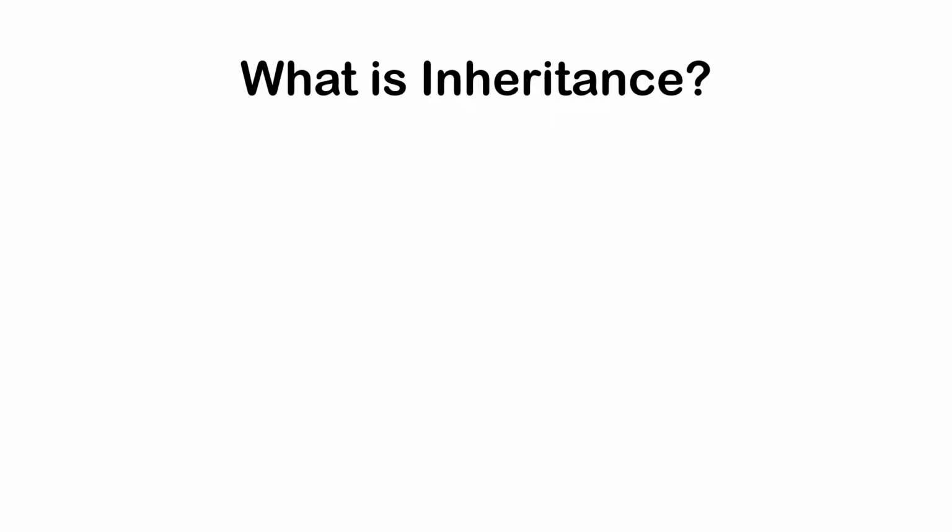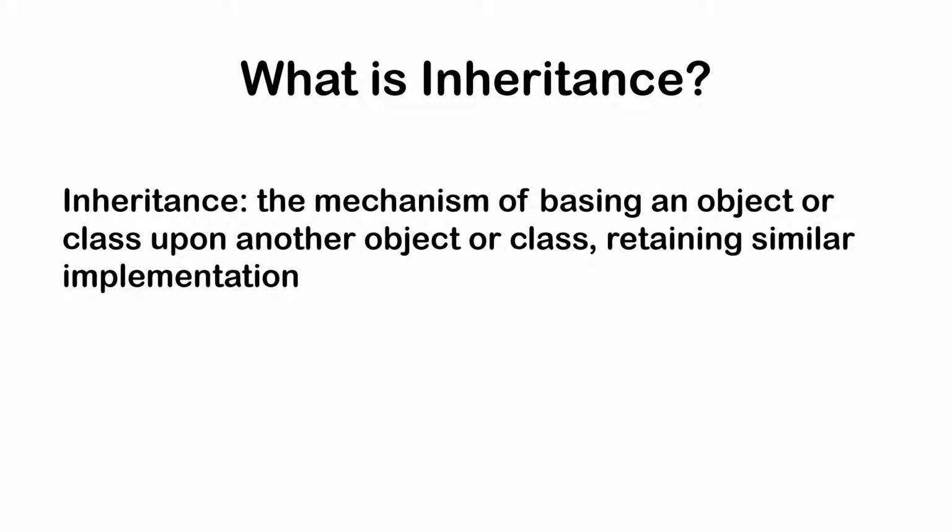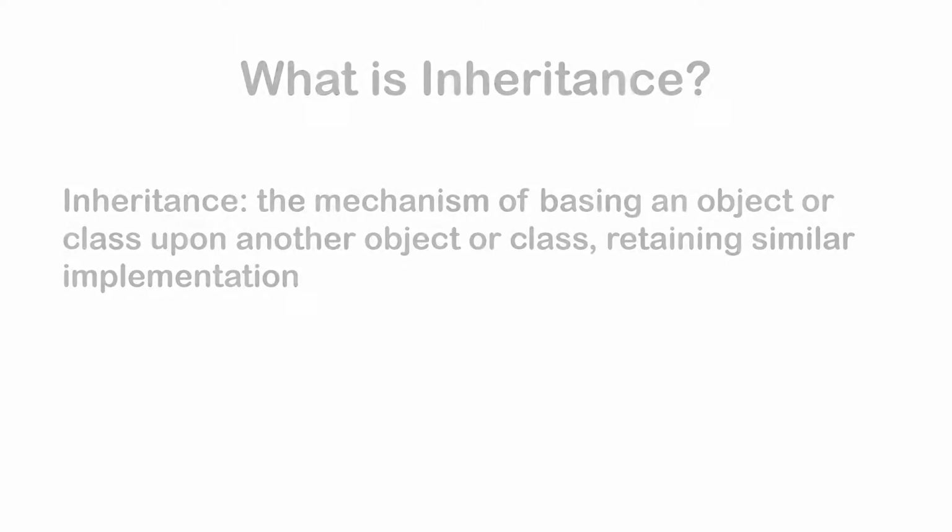So what exactly is inheritance? Inheritance is the mechanism of basing an object or class upon another object or class, retaining similar implementation. When we talk about implementation, we are talking about state variables and methods. So let's take a look at it from a real-life perspective.